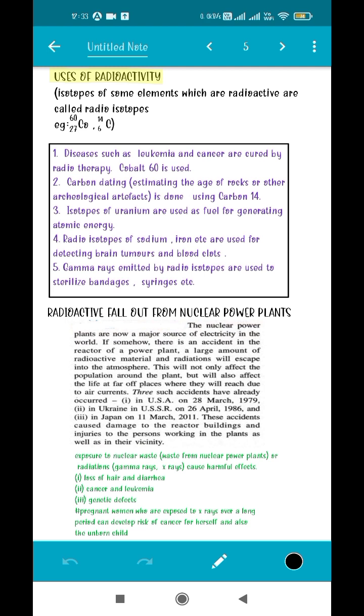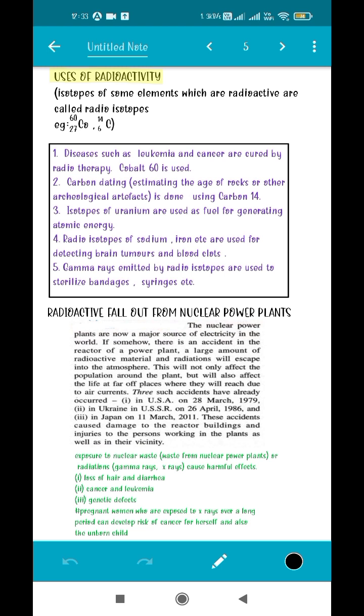These were the good things, but what are the disadvantages of radioactive substances? Radioactive fallout from nuclear power plants. Sometimes in large power plants where radioactive materials are used to generate electricity or other energies, the fuel, which is uranium, polonium, etc., or sometimes the waste material, which is also radioactive in nature, can come out of the nuclear power plant due to some accident.